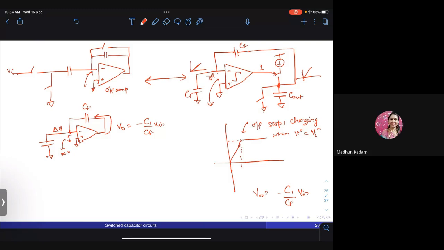Hello, sir. Sir, there is one doubt. Here we are using a comparator. So is it an op-amp as a comparator, or will the internal circuitry be different? That's a very good question. I think what you're trying to say is whether it's a clocked comparator or a simple op-amp as a comparator. This is an op-amp as a comparator.